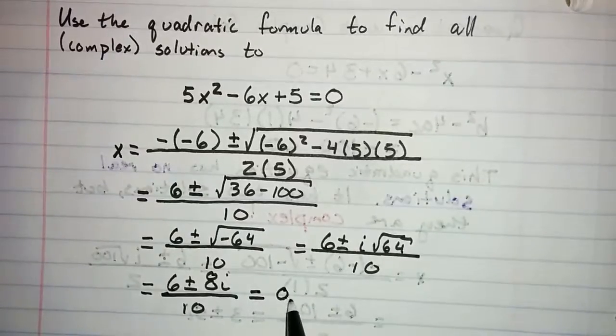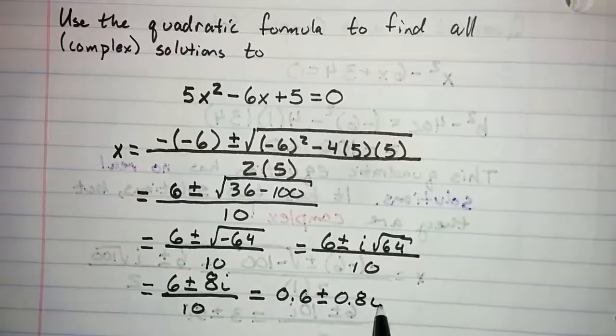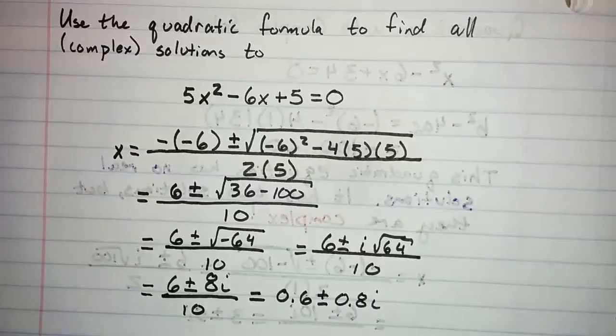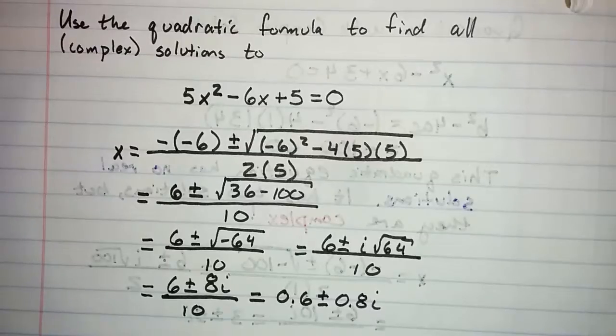So this is 6 plus or minus 8i over 10, or 0.6 plus or minus 0.8i. I'll leave plugging that in as an exercise to you, but these are all of the complex solutions to this quadratic equation.